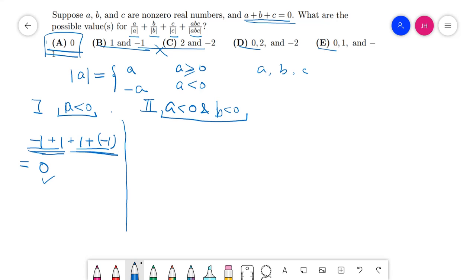So when a is less than 0 and b less than 0, the first fraction is negative 1, and so is the second fraction. That's minus 1 minus 1. And the third, c, is a positive number, so that's plus 1. And a times b times c: two negative numbers give you a positive number, then times c, that's a positive number. So the fraction is 1. So that's 0: two minus 1 and two plus 1. Alright, we confirm that the answer is A.